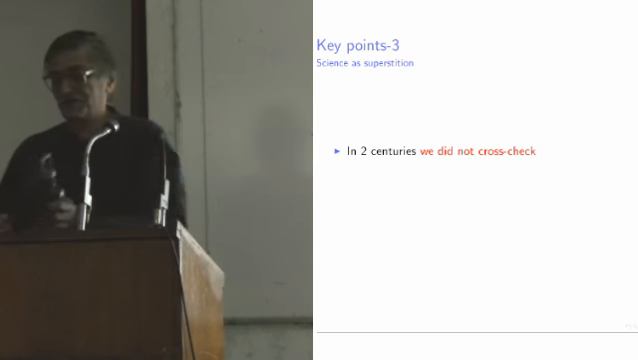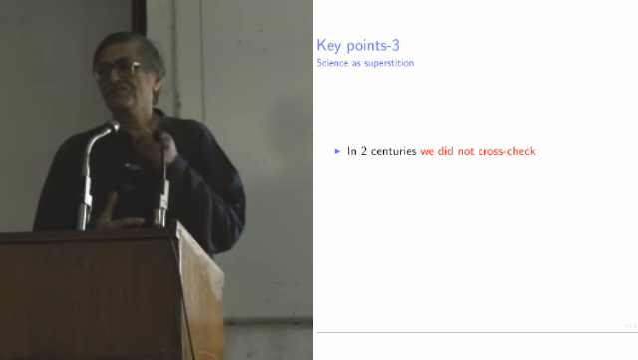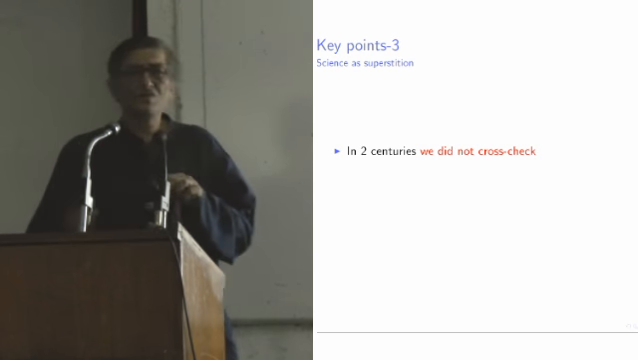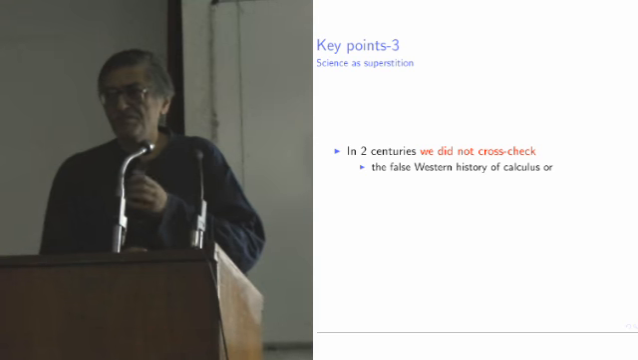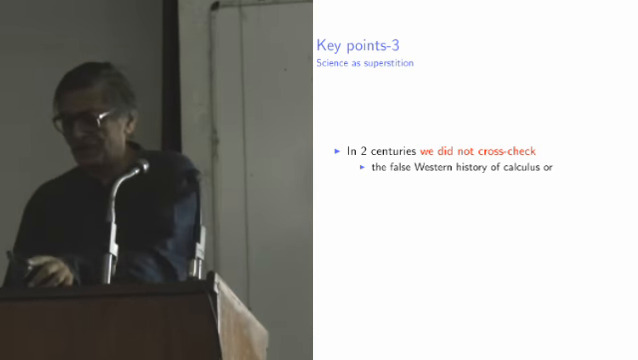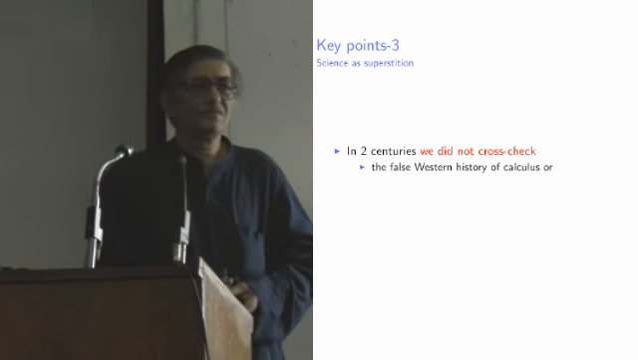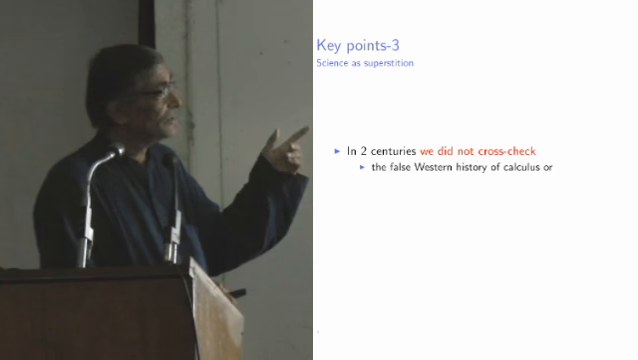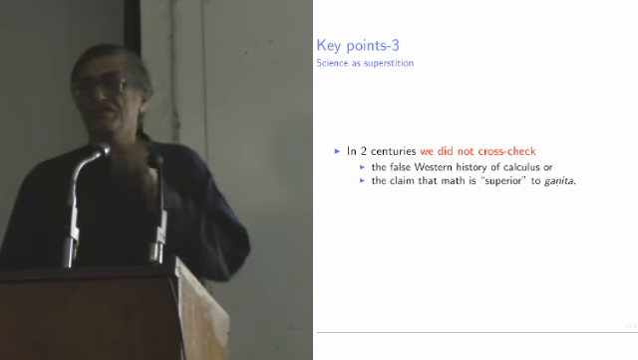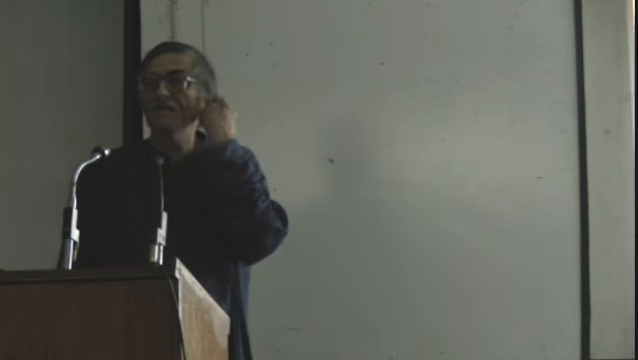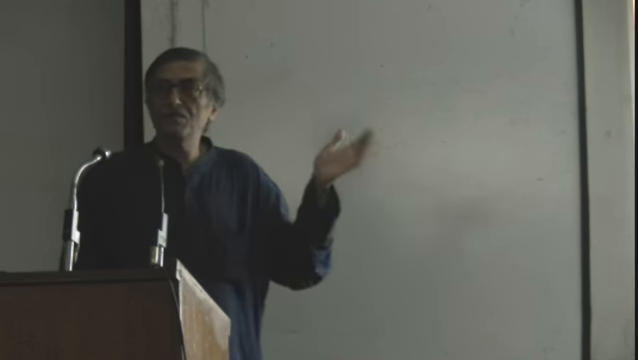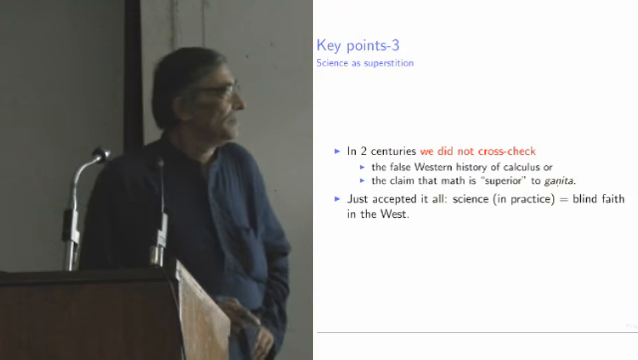Now the point I wish to state, something extremely sad. How were we taken for a ride like this for 200 years? Nobody cross-checked it. Not a single person cross-checked it. Some people are fighting and so on, but they didn't cross-check the Western history, that it is completely false. And they didn't cross-check the claim that math is superior to Ganit. Why not? See, this was a contrary. And it's one thing that a couple of individuals or a few hundred individuals fall prey to it. It's quite another thing that you have a billion people, a nation, a billion people falling prey to it for 2 centuries. Just accepted it.